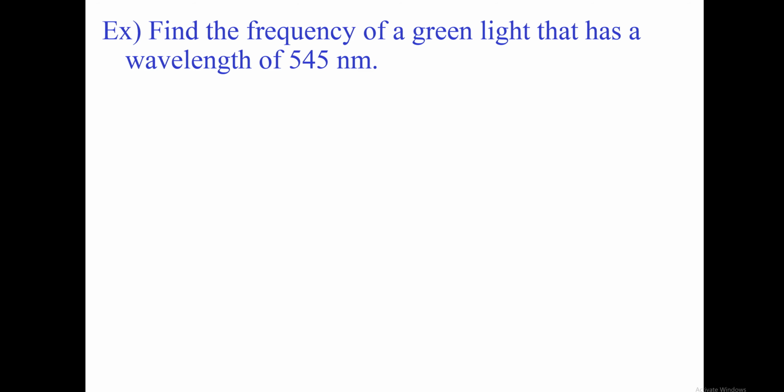So let's do a couple of problems here. I want you to pause the video and go ahead and calculate the frequency of a green light that has a wavelength of 545 nanometers. So we first are going to use the equation c equals lambda times v. We rearrange for v and it's going to equal c over lambda. Because we already know c as a constant and lambda is given, it's all a matter of a simple division.